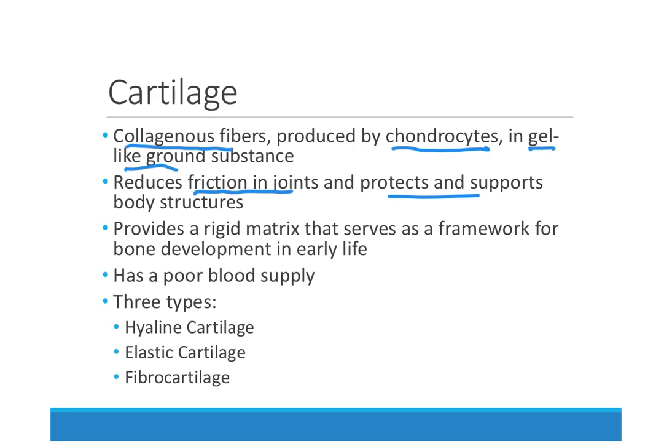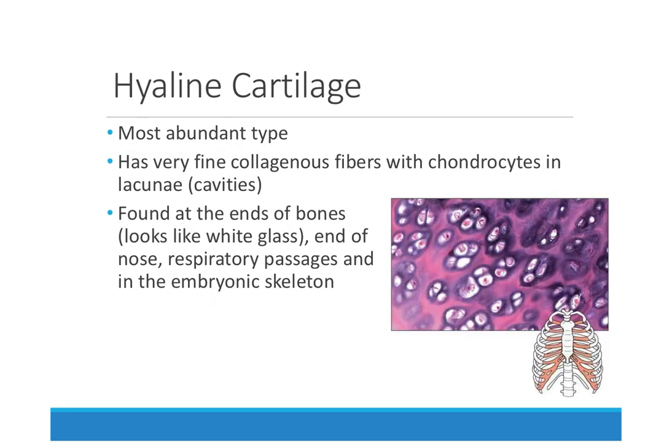Before you are born, your bones are actually made of cartilage, and that cartilage serves as a matrix, a framework for bones then to develop as you age in early infancy. Cartilage has a poor blood supply, so any injury to cartilage is going to take a long time to heal. And there are 3 specific types of cartilage: hyaline cartilage, elastic cartilage, and fibrocartilage.